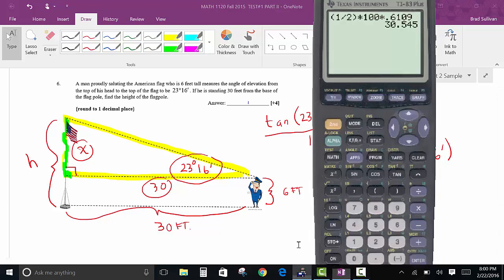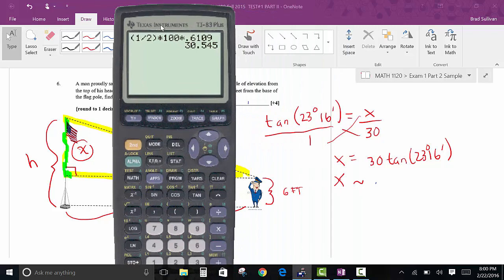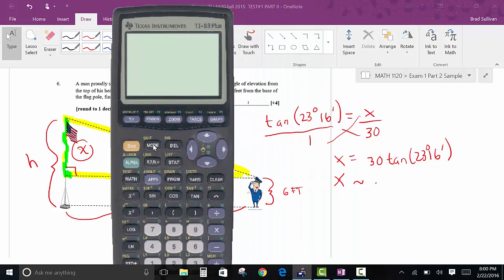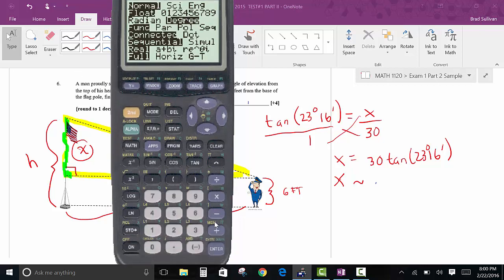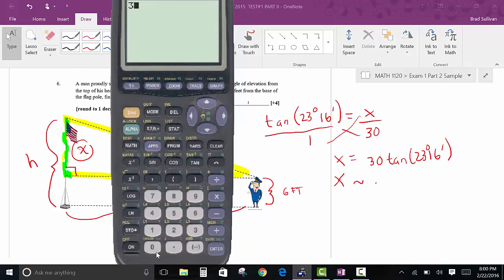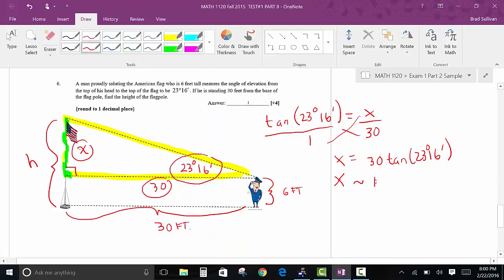I'm going to display the calculator over at the side here. First thing is you're dealing with degrees, so you want to make sure that you're in degree mode, like I am. Then clear this off and just go 30, then tangent, and then 23 plus 16 out of 60, like that. Then just round that off. That's going to be about 12.9 feet, so I'm going to record that as 12.9 feet.